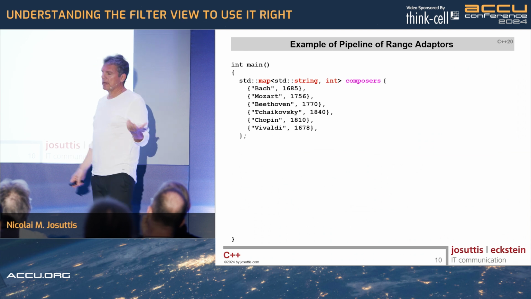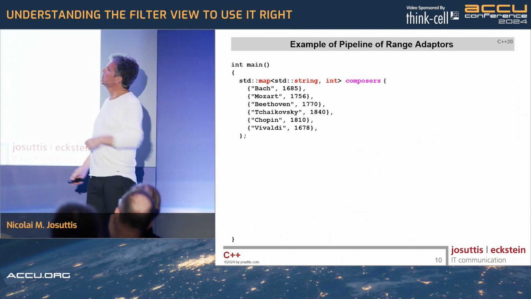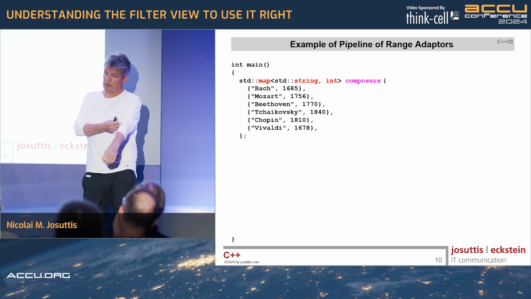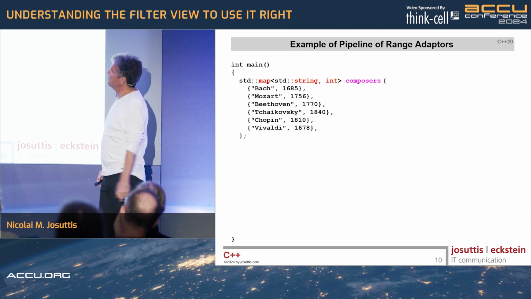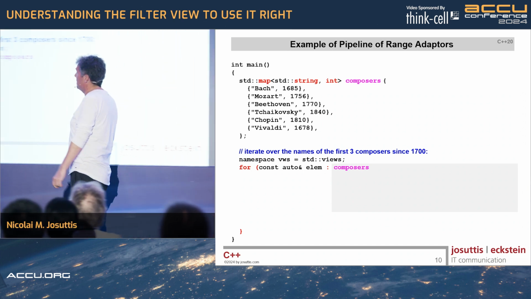So there are a couple of other examples, pretty compelling examples, how nice this is. So you didn't see a filter view yet, so let's start with it. So let's have a map of composers of classic music.